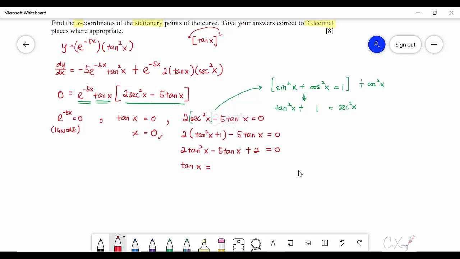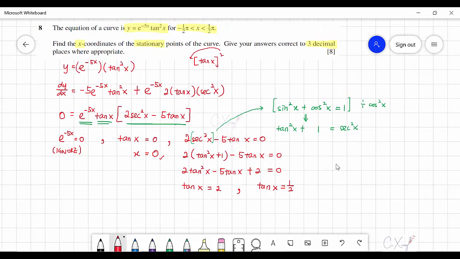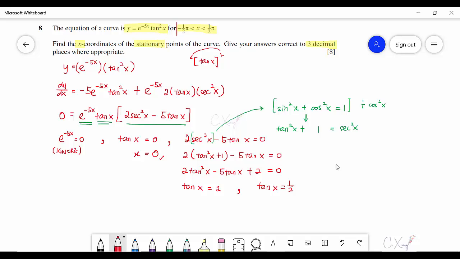If I'm not mistaken, when you try to get the answer for this part, for tangent you have 2 values, right? The first value for tangent will be 2. Another value for tangent will be half, because you can factorize it. Factorize into 2 brackets, and then you get tangent x equals 2, and also tangent x equals half. So you need to solve these 2 equations. But again, you need to ensure that the answer that you get is within the domain given.